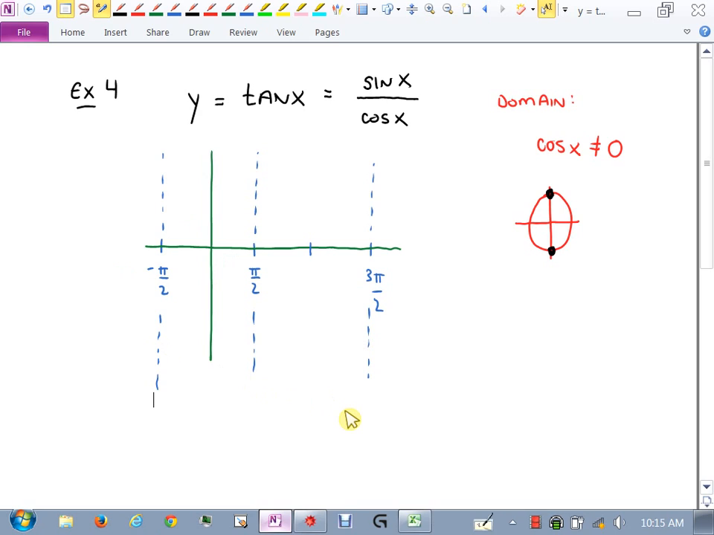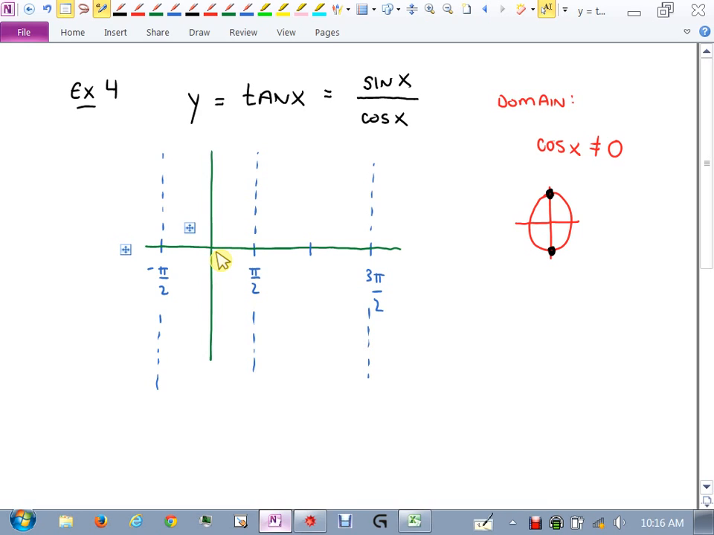All right, so let's see what happens here. I know I have asymptotes here, but what's happening in between? So why don't we go right in the middle? Why don't we just see what's happening right in the middle of these? So how about right here? What angle is right there? 0. What's tangent of 0?